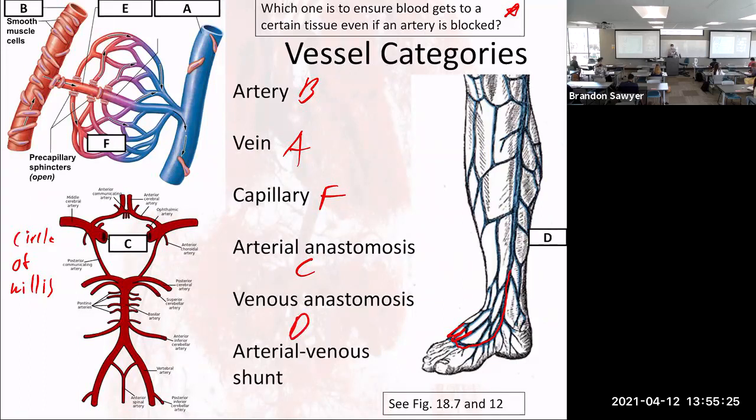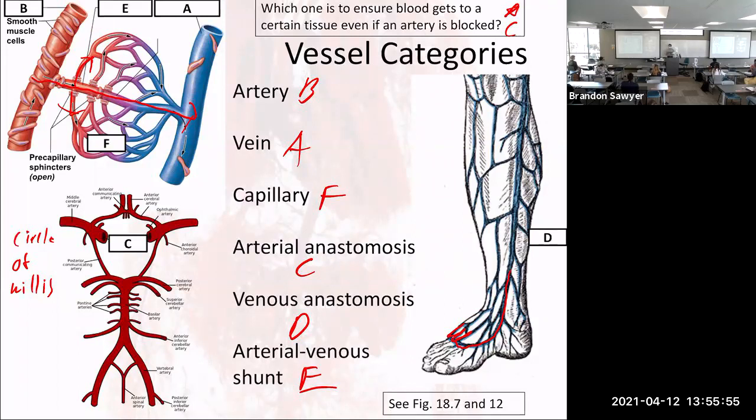And then the arterial venous shunt is E. Okay, so you can see if blood just shoots right through here and isn't allowed to go out here to these capillary beds, then no diffusion can happen. It just kind of skips over from the arteries to the veins. Okay. All right, any questions on those? Oh yeah, so this one was C.